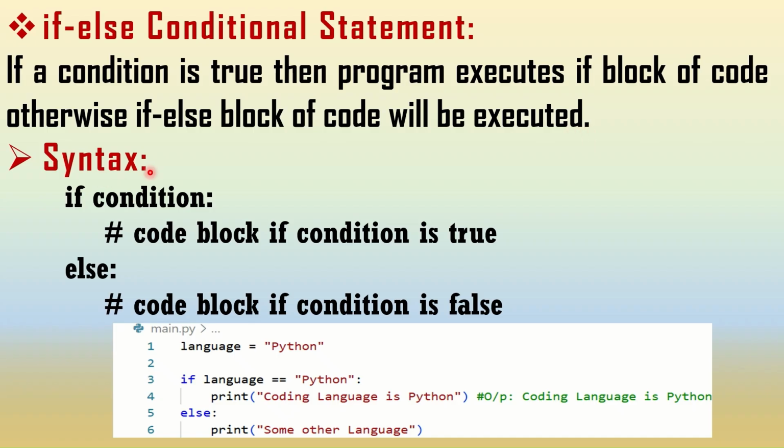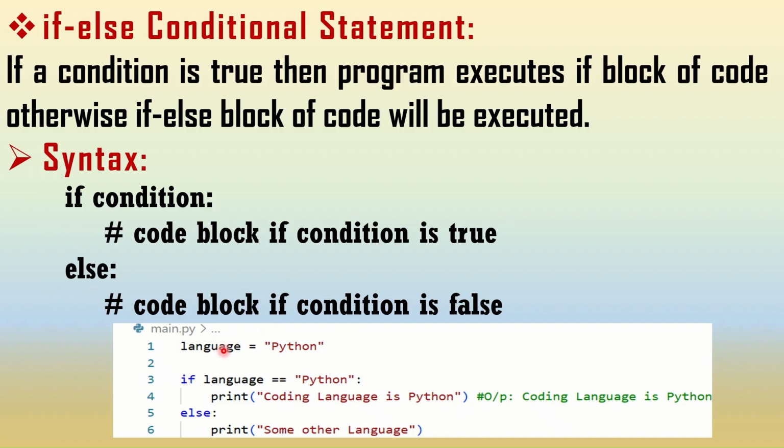So here, if you can see the syntax for the if conditional statement, we have the else conditional statement block of code added. Initially we are checking the condition using if. If the set of statements becomes true, then this block of code will be executed. Otherwise, control moves to the else block of code.